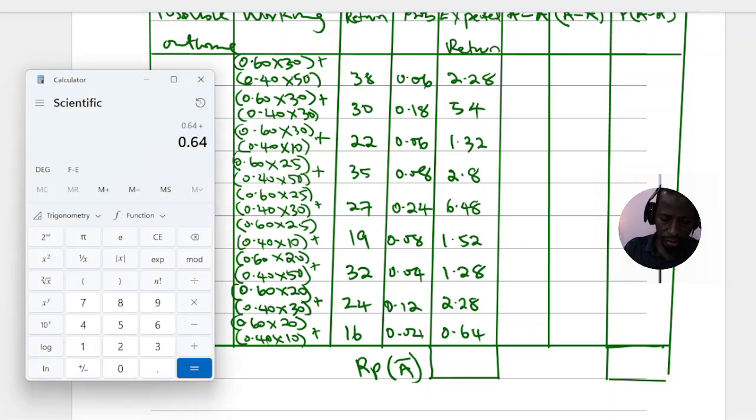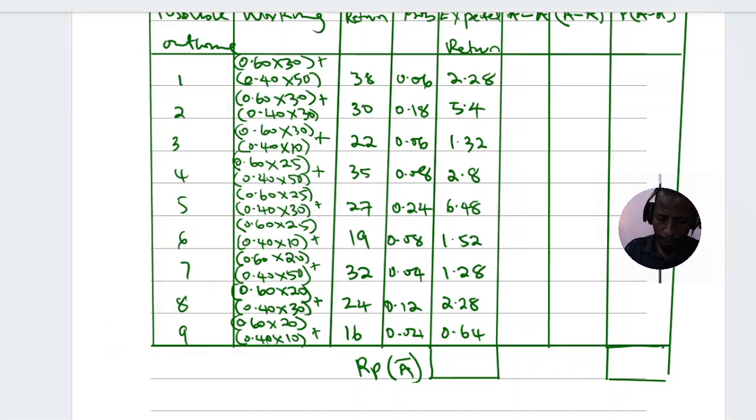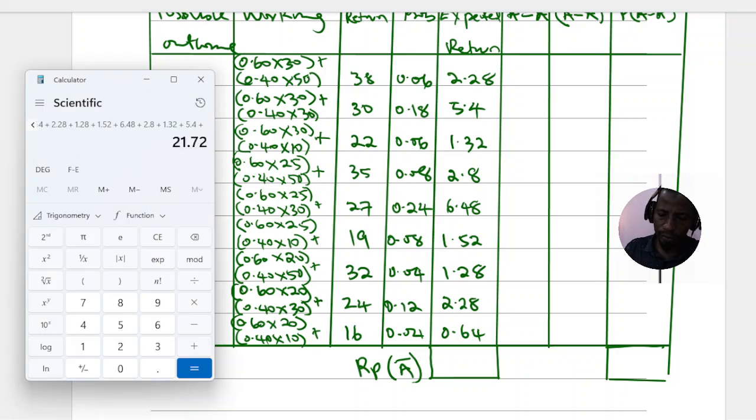So I would then say 0.64 plus 2.28 plus 1.28 plus 1.52 plus 6.48 plus 2.8 plus 1.32 plus 5.4 plus 2.28 equal to... something is missing.